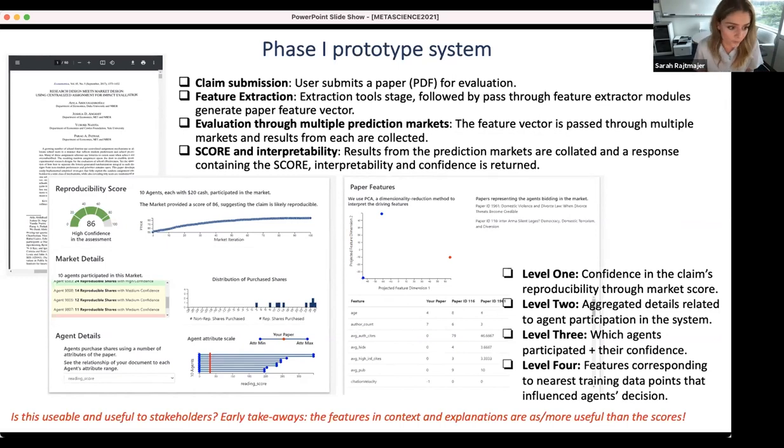We have been working with RAND and MITRE, as well as some DoD stakeholders, to see how useful this system is and what stakeholders really want. Early takeaways are that the explanations, the features that we can point to that were behind the agent participation, are more useful than the scores themselves. I think that makes a lot of sense at this point, and so it remains a focus for us to better understand our explainability.